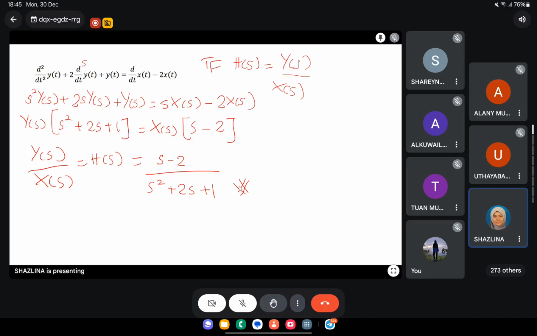Any question for this? So this is actually how you find the transfer function from the given differential equation. Differential equation meaning it's in terms of d over dt. So if it's square meaning it's s square. If it's just d over dt it's s. So y(t) becomes Y(s), x(t) will become X(s). So 2 is just 2. Okay. Soalan.